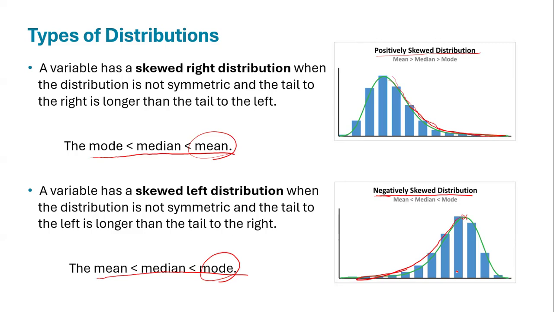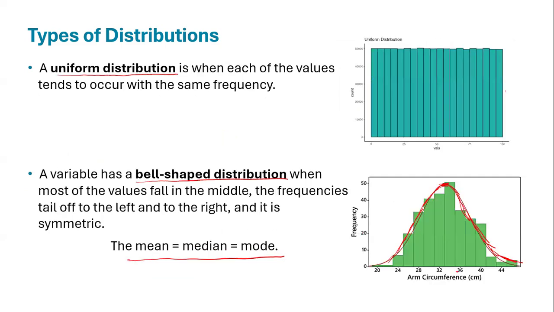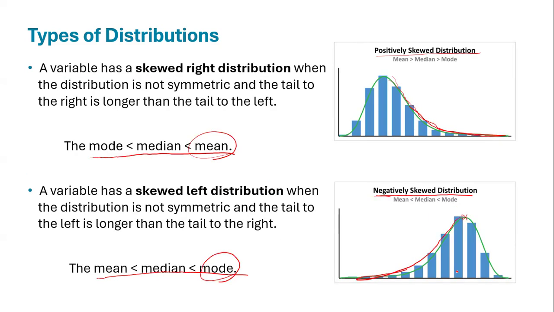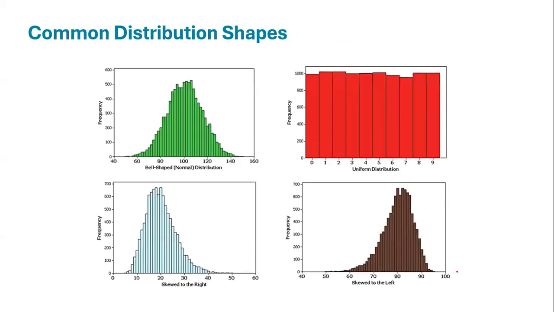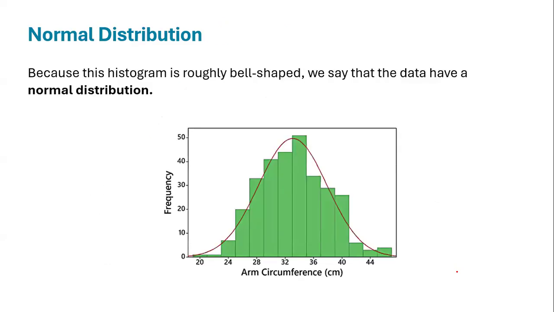So we need to be familiar with all these 4 types of distribution. It's really important for the future chapters. Bell shape or symmetric distribution, skewed right or skewed left distribution, which are not symmetric. And as I said, whenever we have a bell-shaped distribution, we call it a normal distribution. And we will talk about normal distribution more in chapter 6.